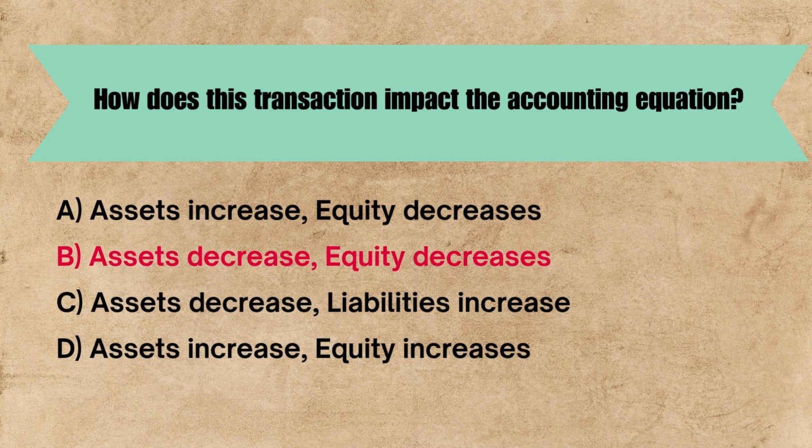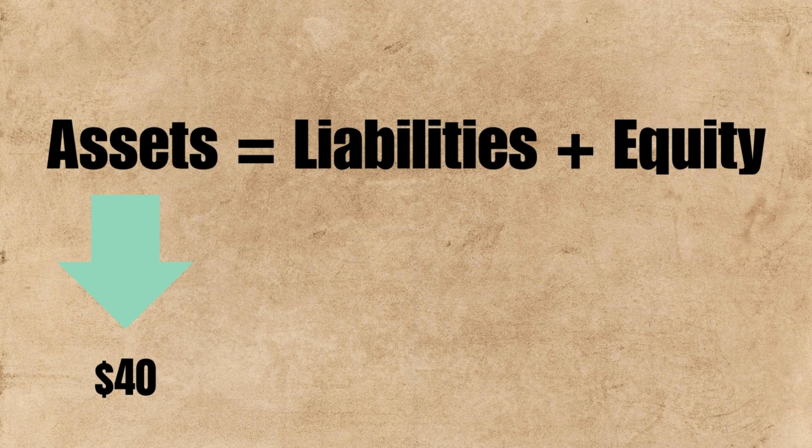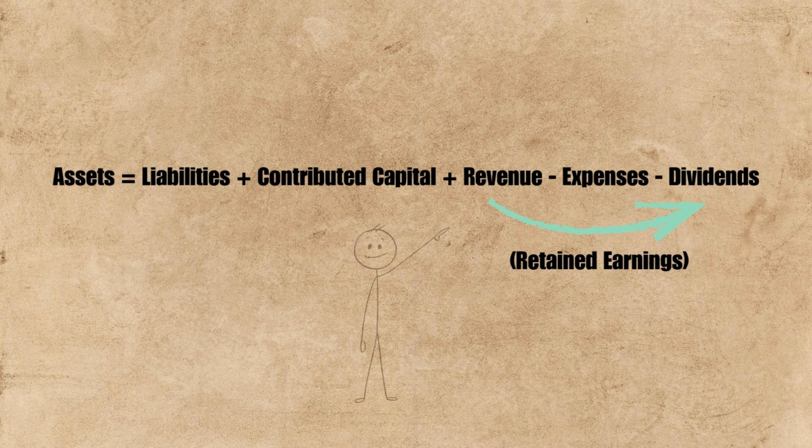The answer is B, assets decrease, equity decreases. Cash leaves the business, asset, and reduces what the owner has in the business, equity. That's a dividend or owner's draw. Therefore, the business equity decreases by $40 because it has been paid out and is no longer owed to Alex. Assets also decrease by $40 because cash is being removed from the business. Again, still balanced.